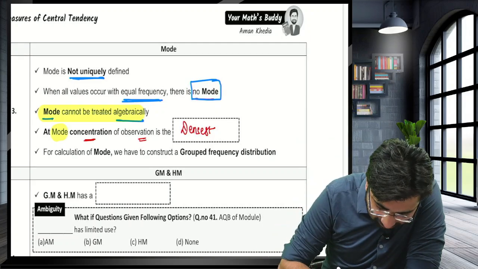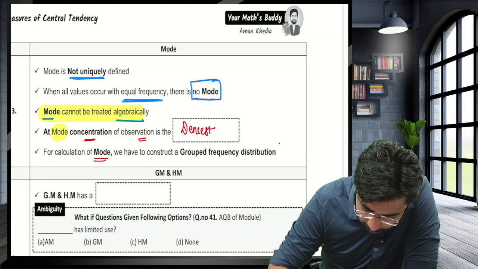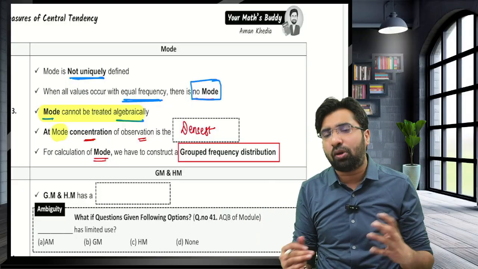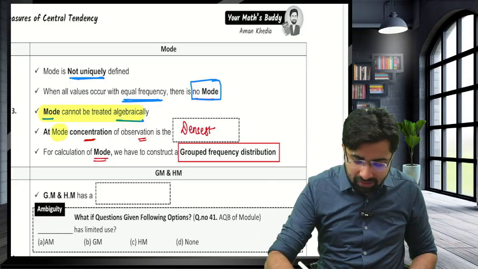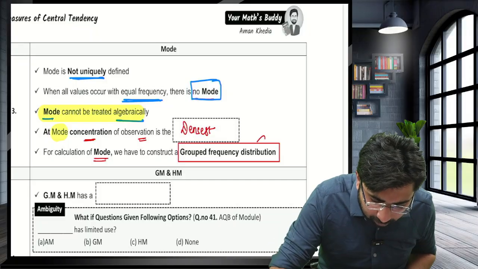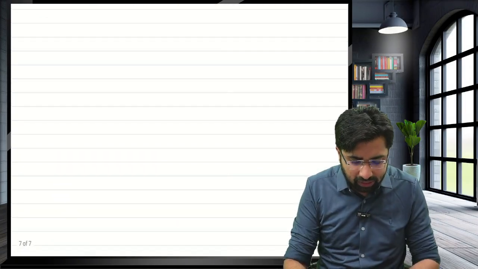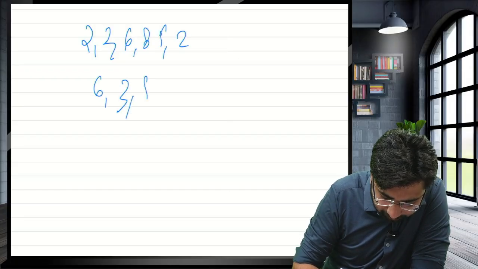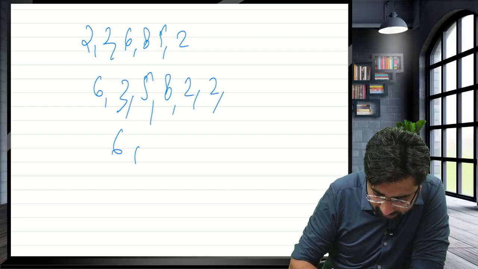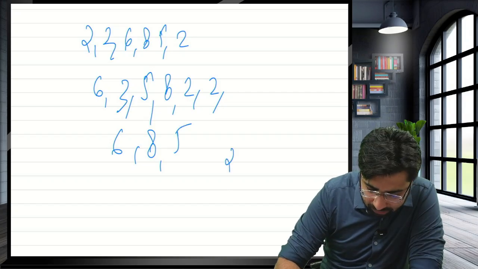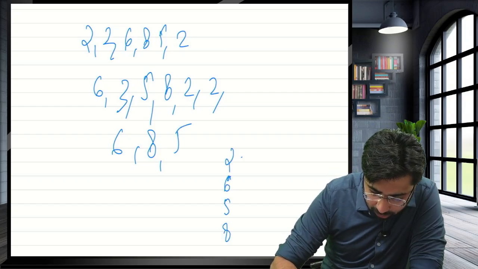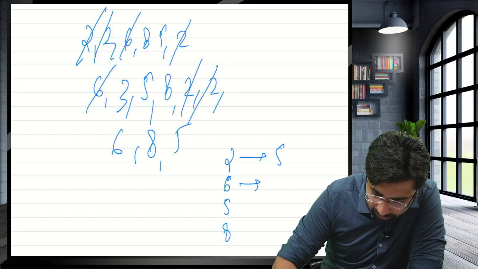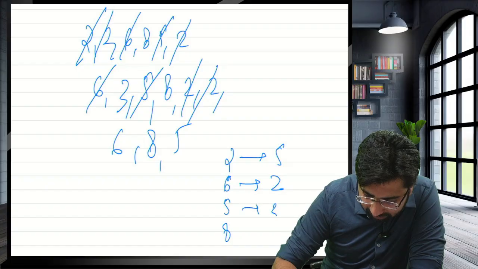For calculation of mode, we have to construct a grouped frequency distribution. I have to make groups like 10 to 20, 20 to 30, which means I have to form a frequency. For example, if I give you raw data like 2 2 6 8 5 2 6 3 5 8 2 2 6 8 5, I will take 2, 6, 5, 8. 2 comes how many times? 5 times. 6 comes 2 times. 5 comes 3 times. 8 comes 2 times.